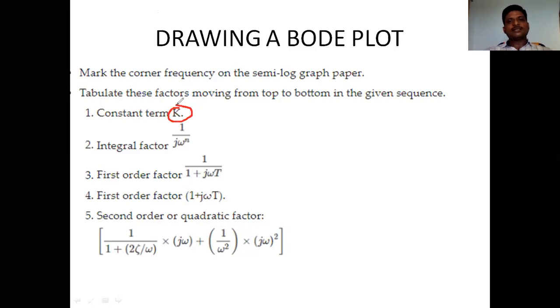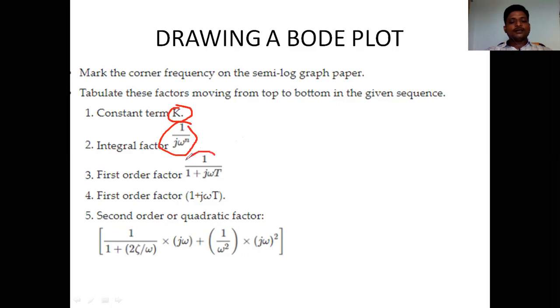If you have a constant term, then you have to understand that it has a zero slope. Next, if you have an integral factor, that is 1 by (j omega) to the power n, in such a case we will write the slope as minus 20n. N means integer, 20n dB per decade.